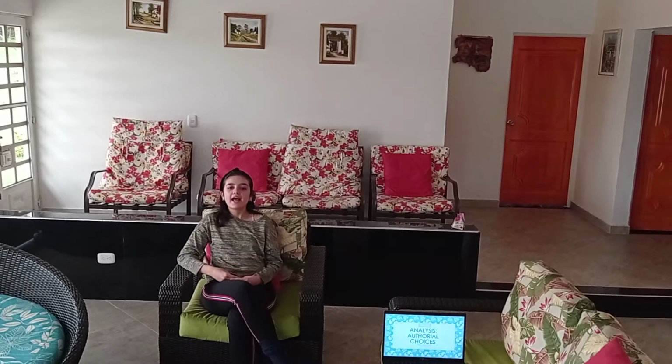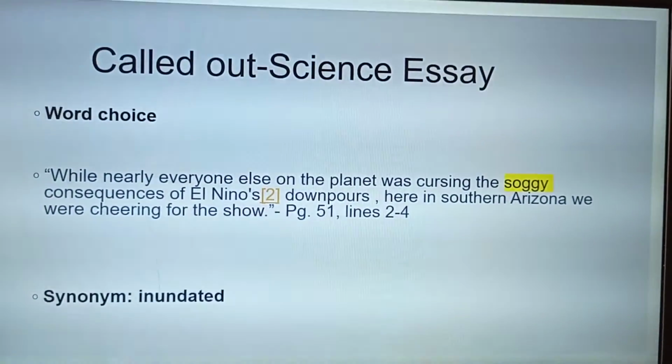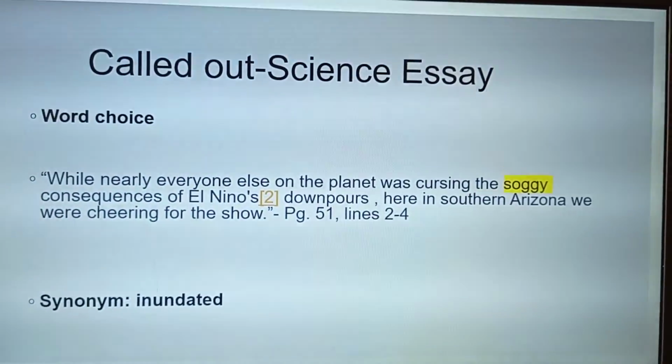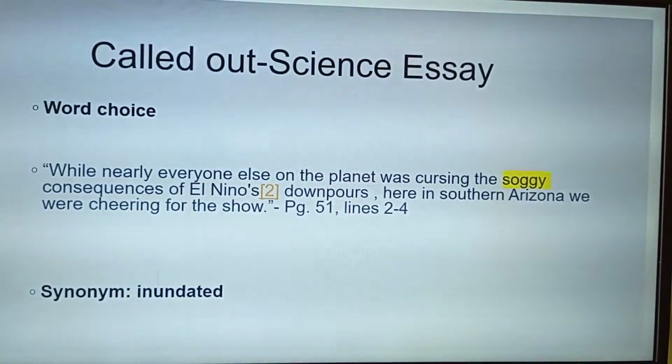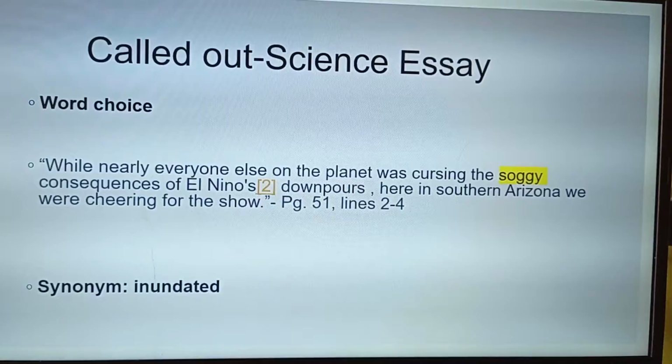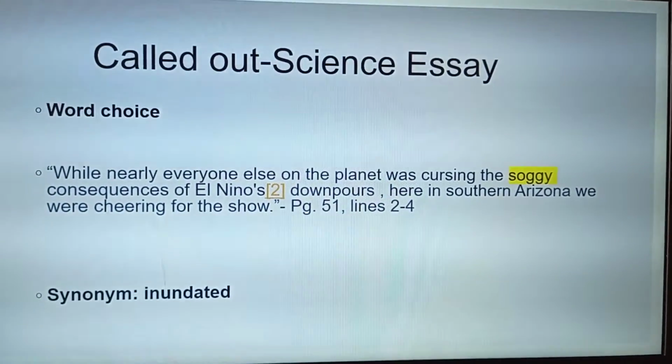The first reference that I will provide will be the word choice found on page 51, lines 2 to 4, and it says, while nearly everyone else on the planet was cursing the soggy consequences of El Niño's downpours, here in southern Arizona we were cheering for the show.